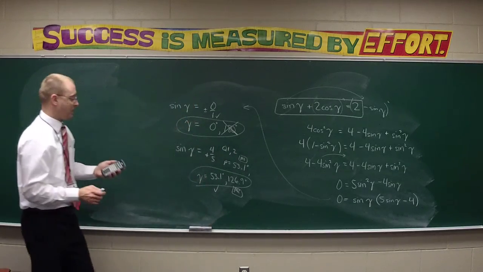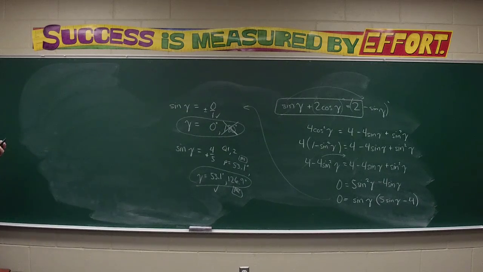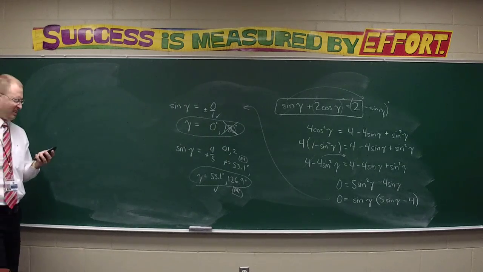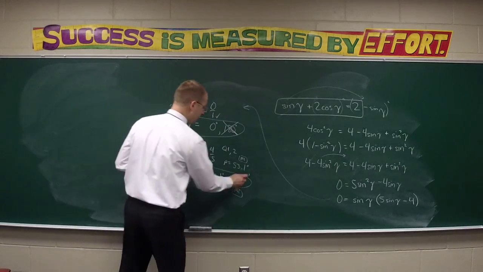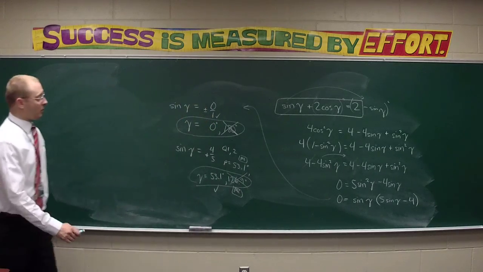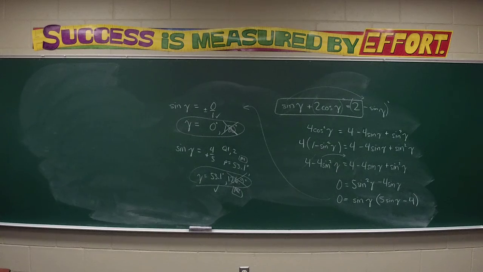Let's try the 126.9. So recall 2 sine plus, and what does that come to? Negative 0.4. Okay. So 0 and 53.1 degrees work, but not the other two. Questions on that? Let's see, that was number 12.